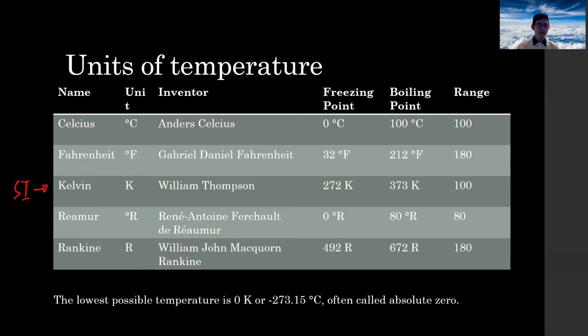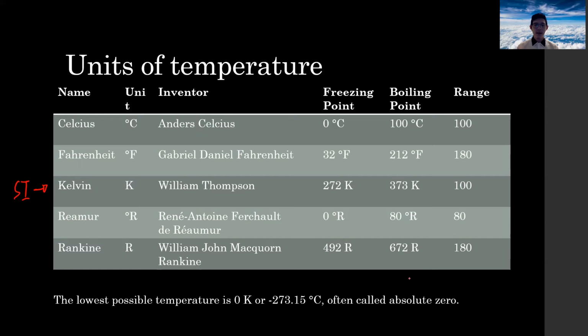So, some people ask, is there possibly a lowest temperature or a highest temperature? A lowest temperature is actually possible. The lowest temperature means that the particles exhibit the least motion, basically it physically cannot have even less motion. That's the most minimal motion that it can exhibit. And this temperature is 0 Kelvin or negative 273.15 degrees Celsius. It is often called absolute zero.